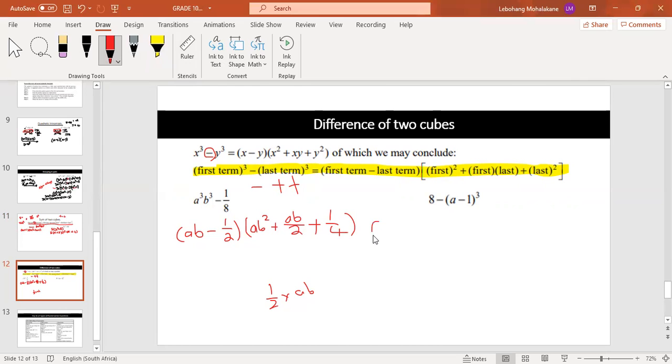First term, open a bracket. First term is 2. 2, then minus. Open a bracket for this one. A minus 1. Simple like that.